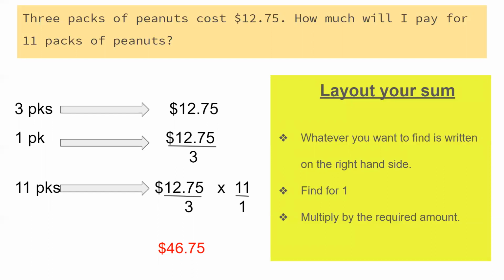Next, we find for 1. We know that we must divide the whole, which is $12.75 by 3, so that's what we write. And finally, we multiply by 11 to get our answer, $46.75.